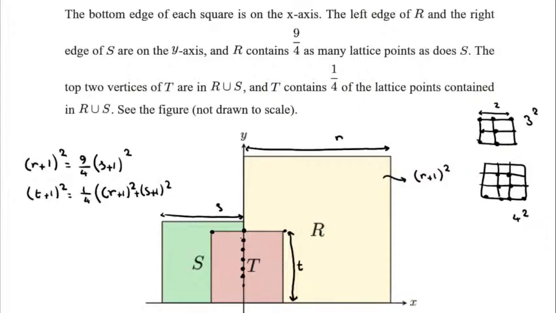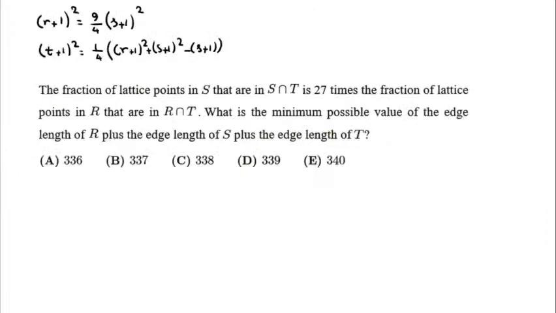And the intersection is S plus 1. You should subtract this because we've calculated this more than once. And it is this. And the next thing, so let's copy these two equations. Okay, the fraction of lattice points in S that are in S intersect T. So let's see the figure.